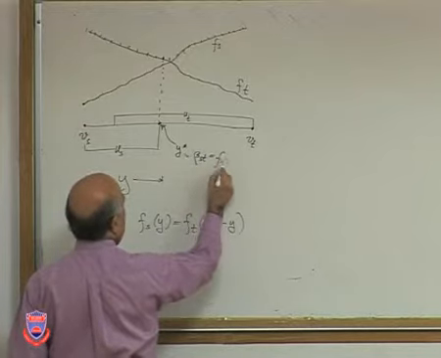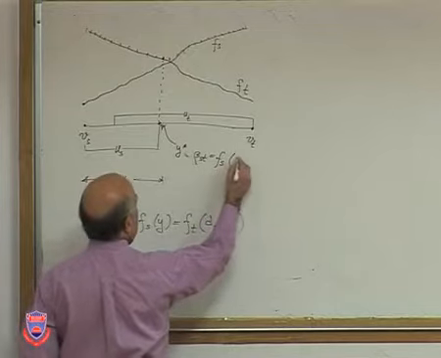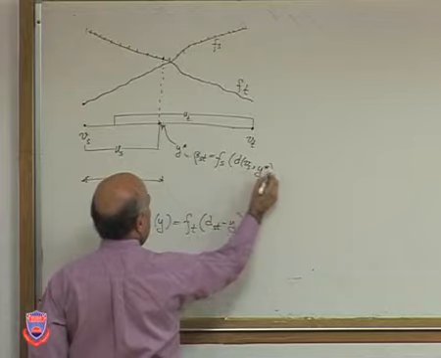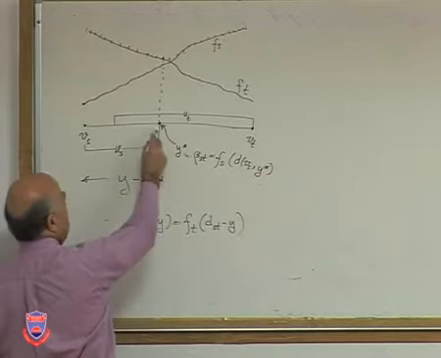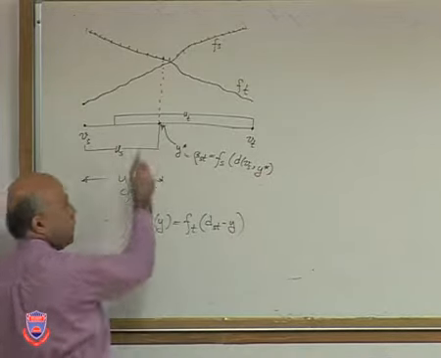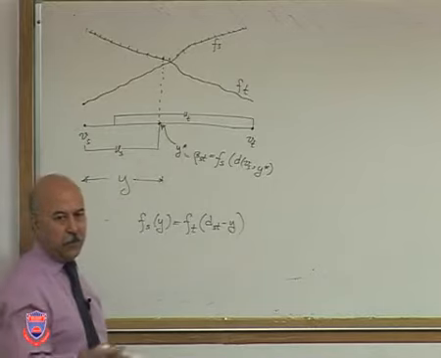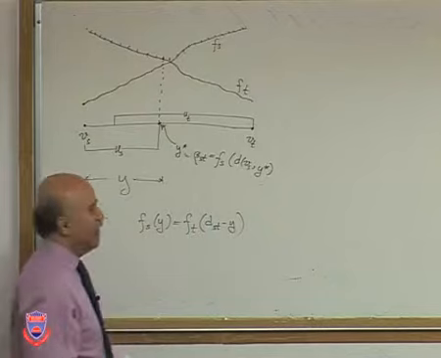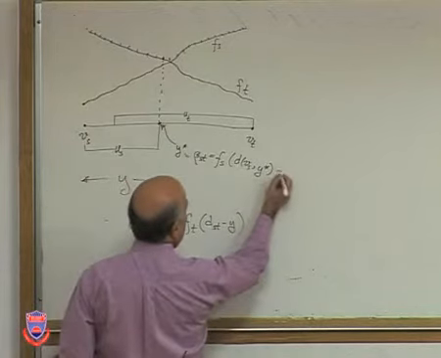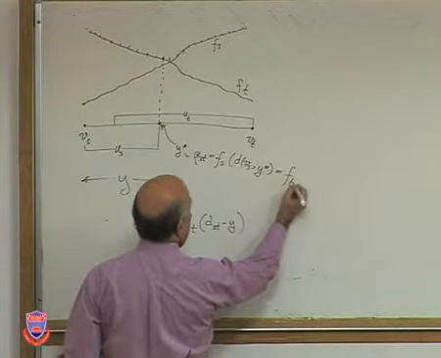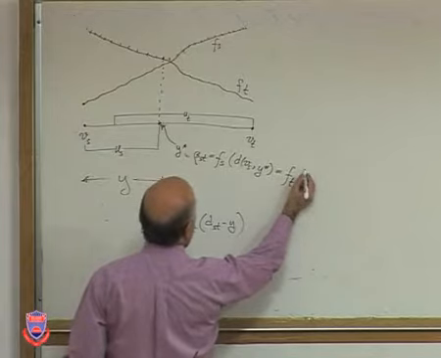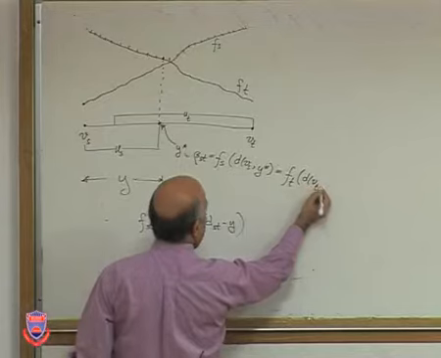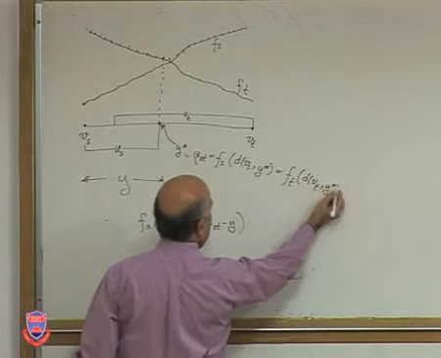Yes? Fs evaluated at the distance between Vs and y star. I'm taking that as a point. You may take it as a length if you wish, but just be careful. Don't change apples to oranges along the way. Okay? Which is the same thing as Ft evaluated at the distance between Vt and y star. Okay?